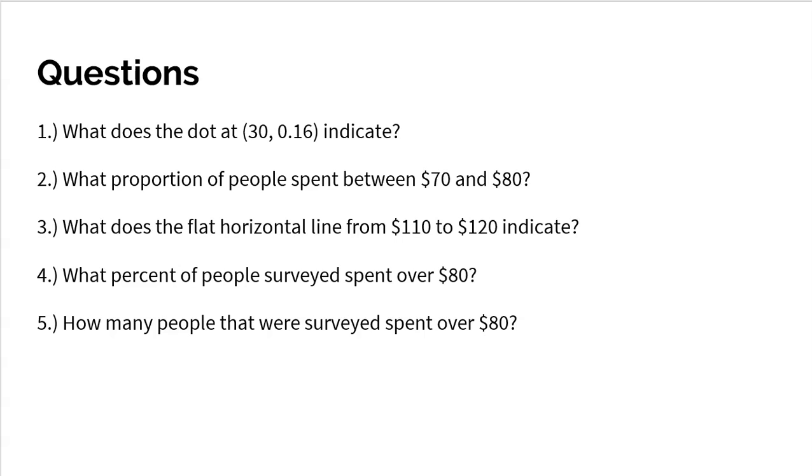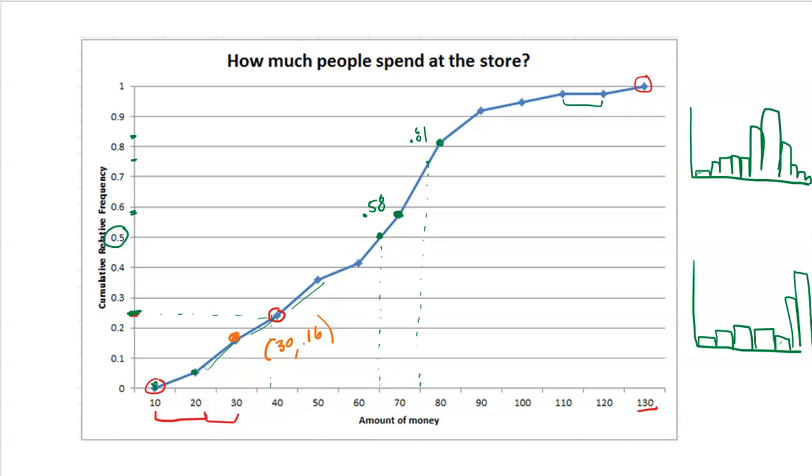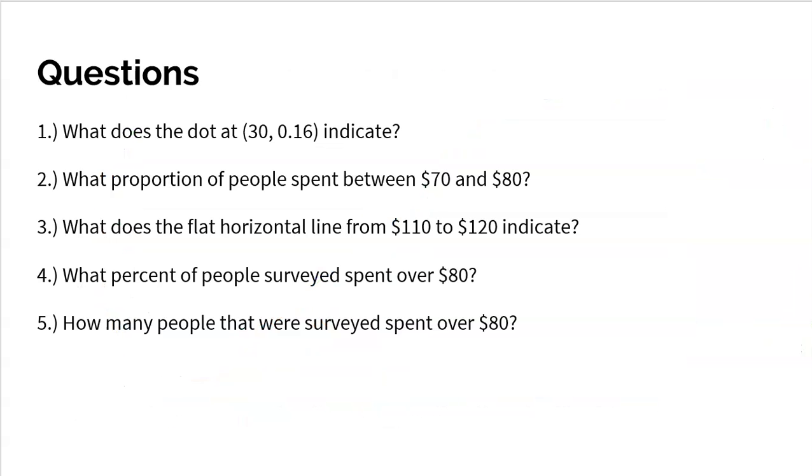Next question, what proportion of people spent between 70 and 80? Well, we actually already talked about that, remember? All you got to do is subtract. So you just find the value at 70. So 70 we said was about the 58th percentile. 80 was about the 81st percentile, and you subtract and figure out what's in between. And we already said there's about 23% of data in between. So about 23% of people surveyed spent between $70 and $80 at the grocery store.